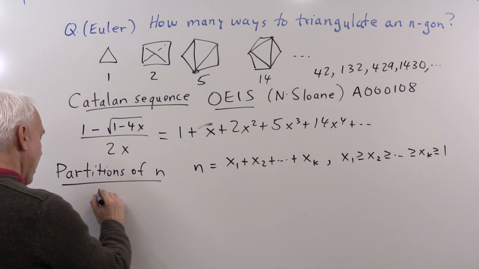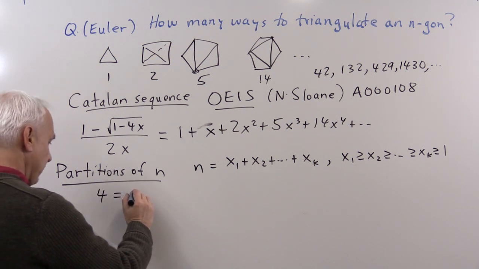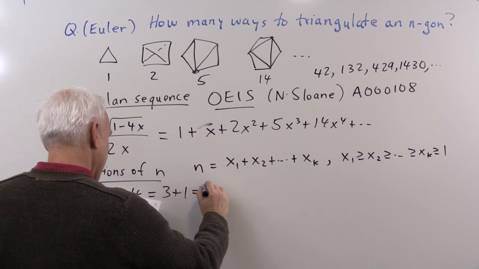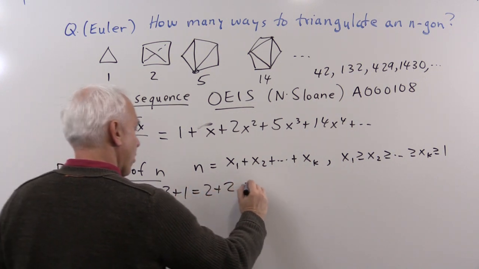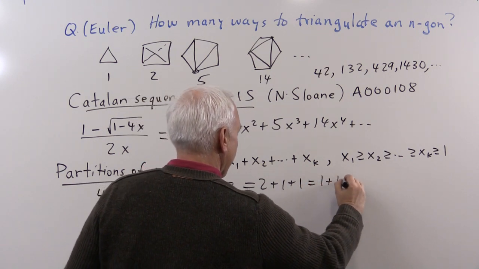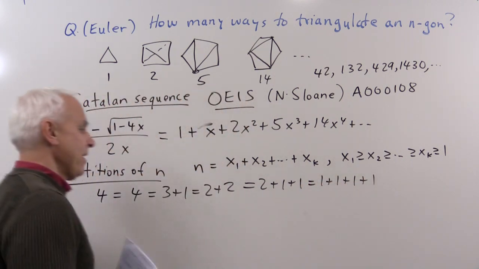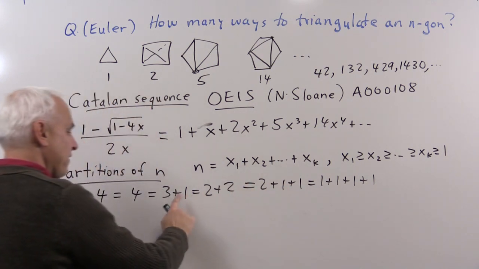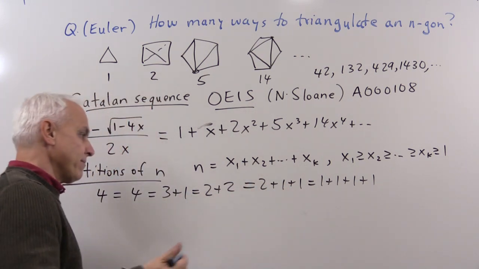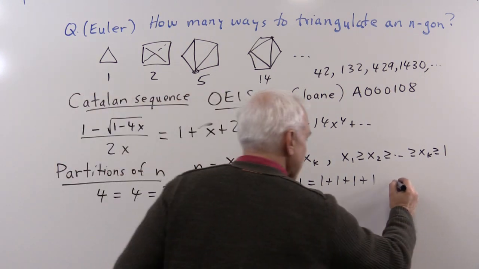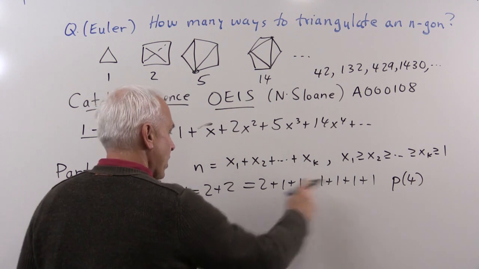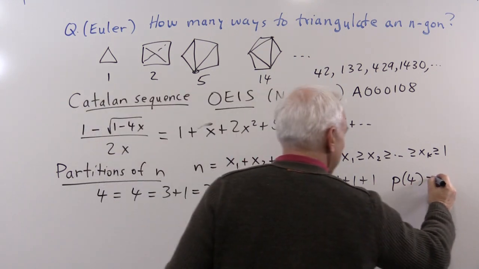So for example, if we have 4, we can write 4 as 4, we could write it as 3 plus 1, we can write it as 2 plus 2, or as 2 plus 1 plus 1, or as 1 plus 1 plus 1 plus 1. So altogether there's 1, 2, 3, 4, 5 ways of writing 4 as a sum of other natural numbers. And so the partition function P of 4 is 5.